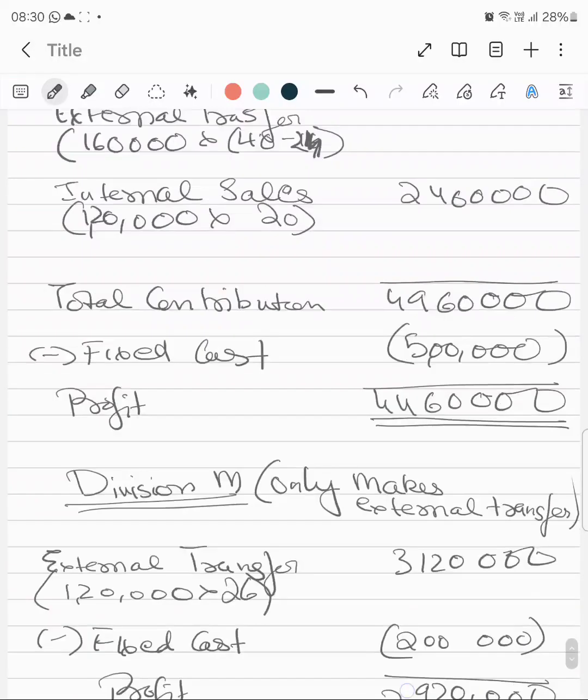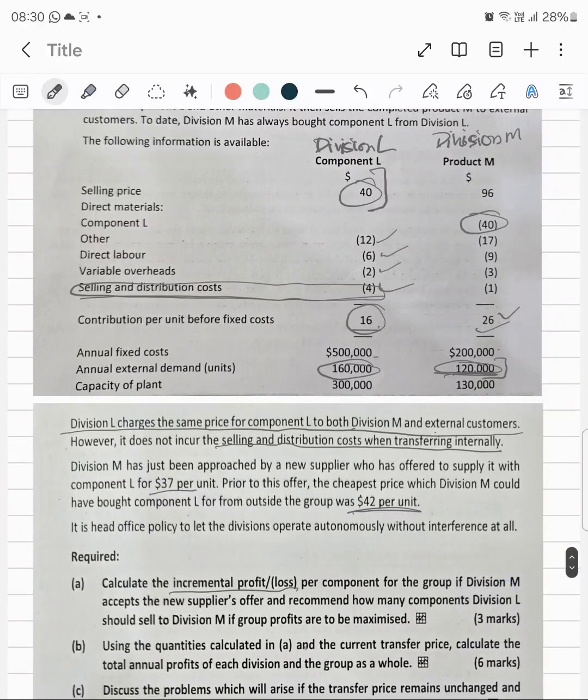Yes, it is given in the question that earlier the external suppliers were charging a selling price of $42 per unit, and so there was no problem because component L was being internally transferred at a cheaper rate, which was $40. So the external price in this case was $42, and the internal transfer price was $40, so it was beneficial for division M to buy component L internally, which was only for $40, but now this has been reduced.